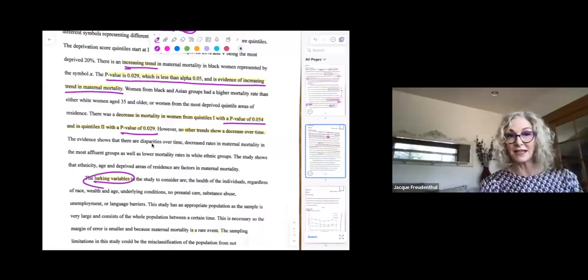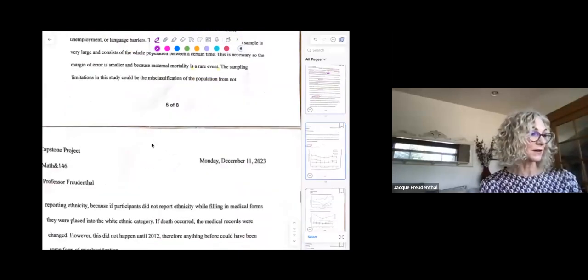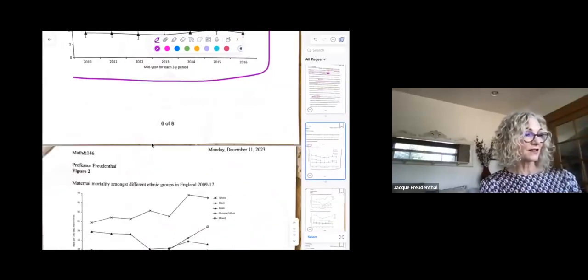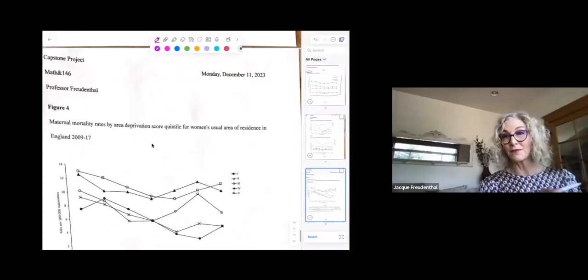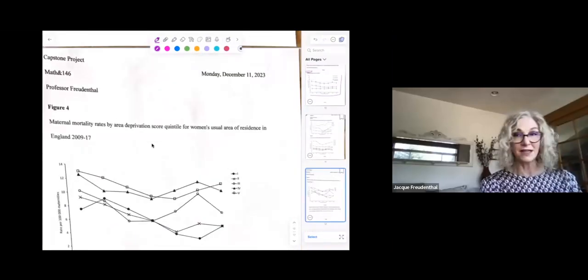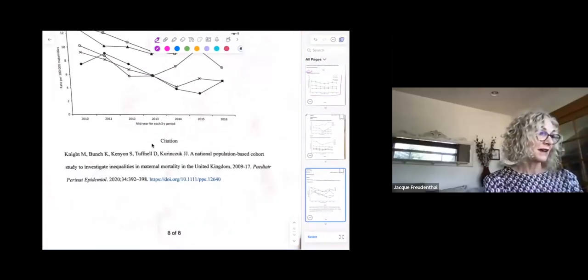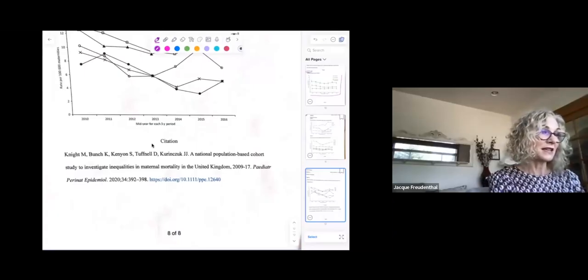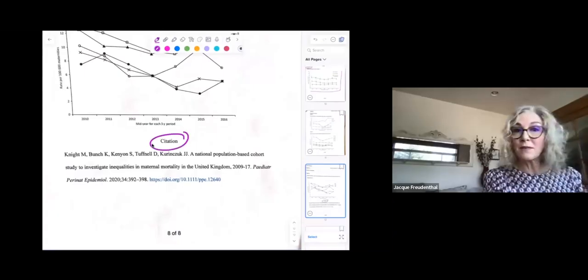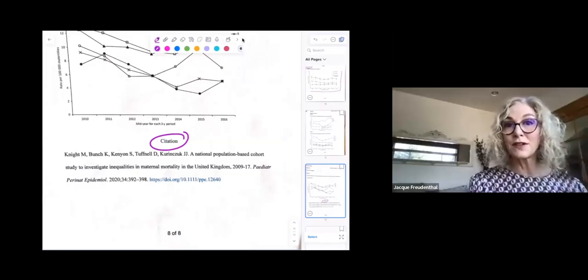And then at the end of the study, she talks about some lurking variables. Like I said, the figures are at the end, but I want them included when you start talking about them. They need to be included as you talk about them. And then the citation at the end. And so those are a couple examples of student work.